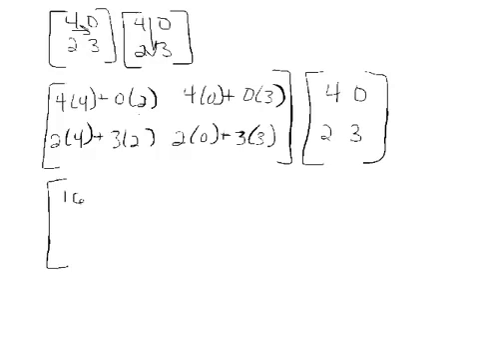16 plus 0 is 16. 0 plus 0 is 0. 8 plus 6 is not 12. Sorry, 14. 0 plus 9 is 9. And we still have to multiply that.